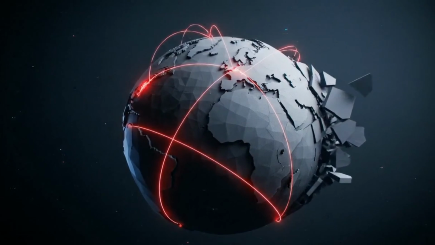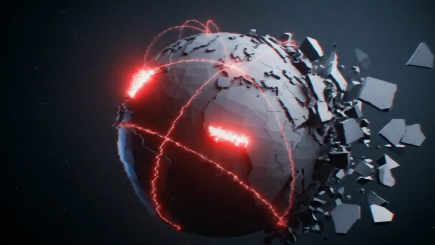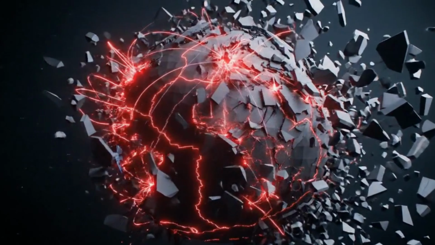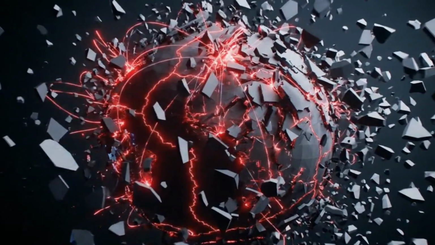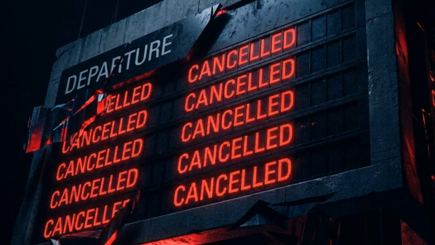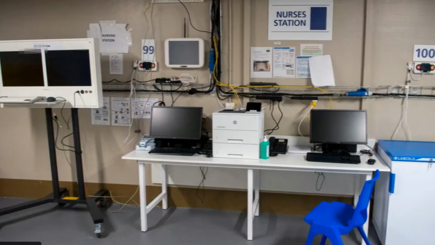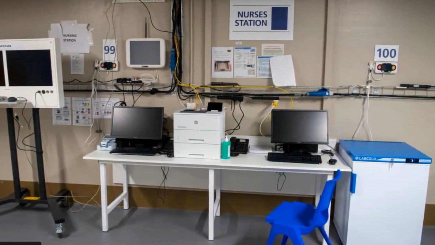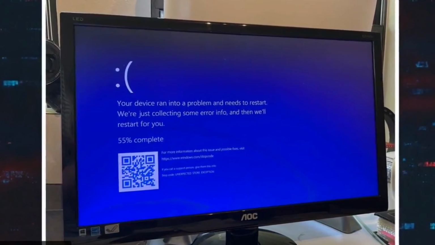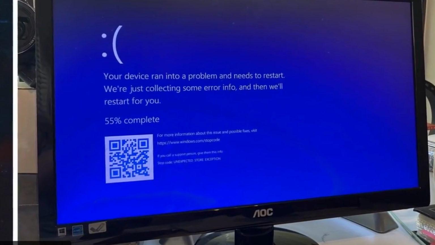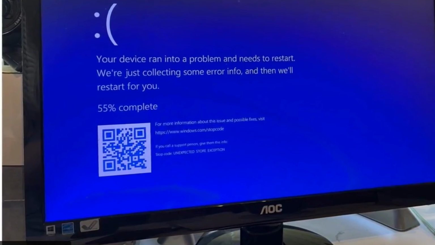At 4:09 a.m. Coordinated Universal Time on July 19, 2024, the world's digital infrastructure simply stopped. In a matter of minutes, commercial flights were grounded, 911 dispatch centers went dark, and hospital networks froze. Across the globe, 8.5 million computers simultaneously displayed the exact same error, the infamous blue screen of death.